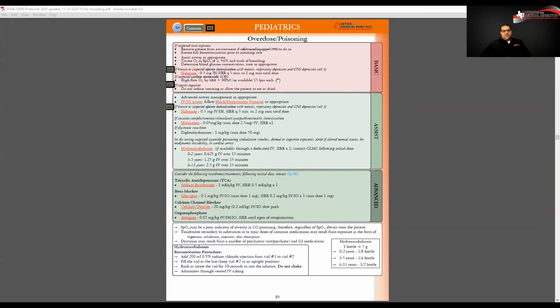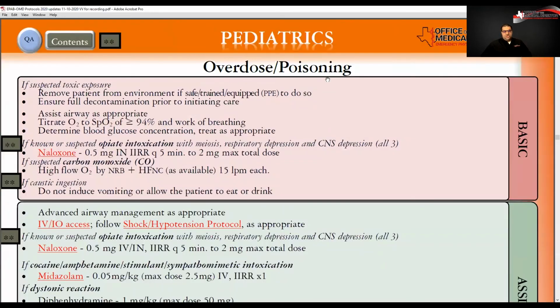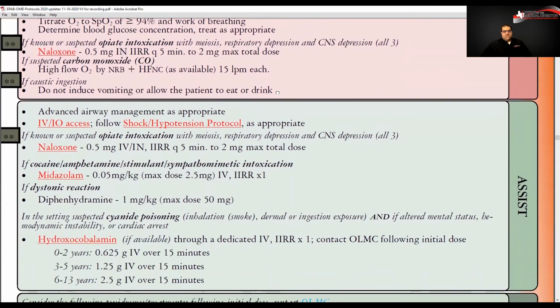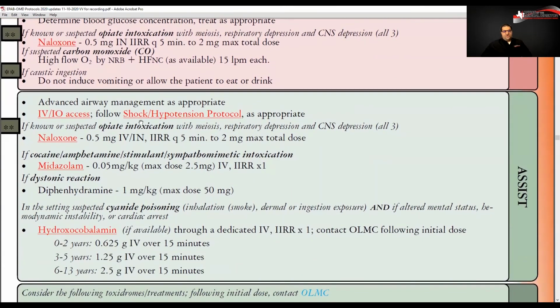For pediatric overdoses and poisoning, again, same changes as the adult. The indications for opiate intoxication being meiosis, respiratory depression, CNS depression, caustic ingestions, trying to minimize any vomiting or patients eating or drinking. And then at the assist level, again, indications for opiate intoxication per the medical directive that we sent out a number of months ago.